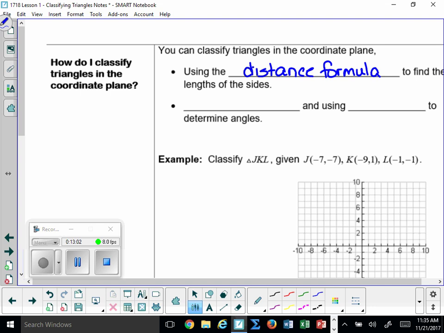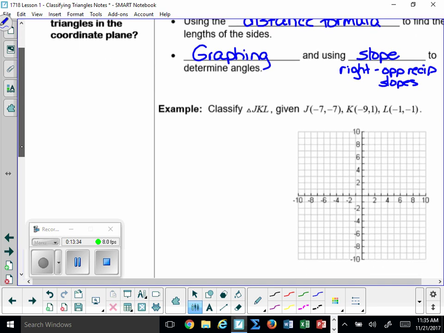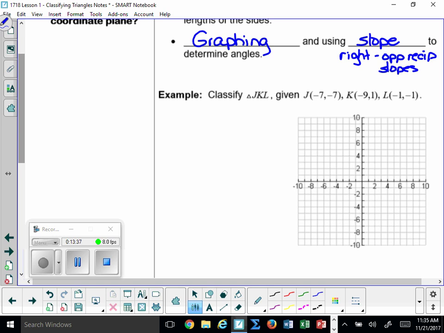After that, we need to use our graph and our slope formula to determine the angles. We can get a right angle if we have opposite reciprocal slopes. Right? Opposite reciprocal slopes mean we have perpendicular lines, and perpendicular lines meet at a 90-degree angle. Okay, so let's go ahead and graph this, because sometimes we get lucky and we have vertical and horizontal lines.